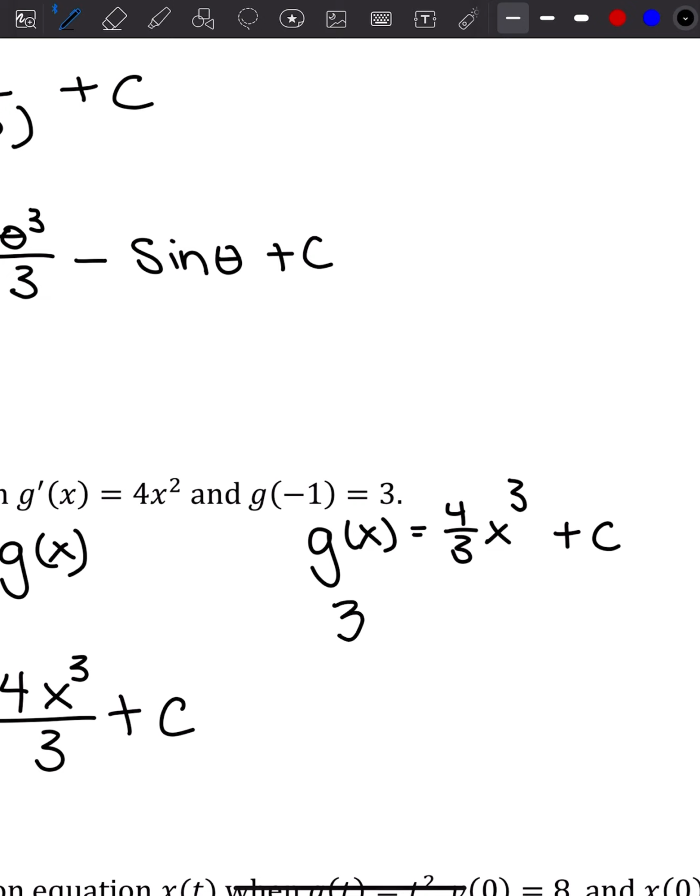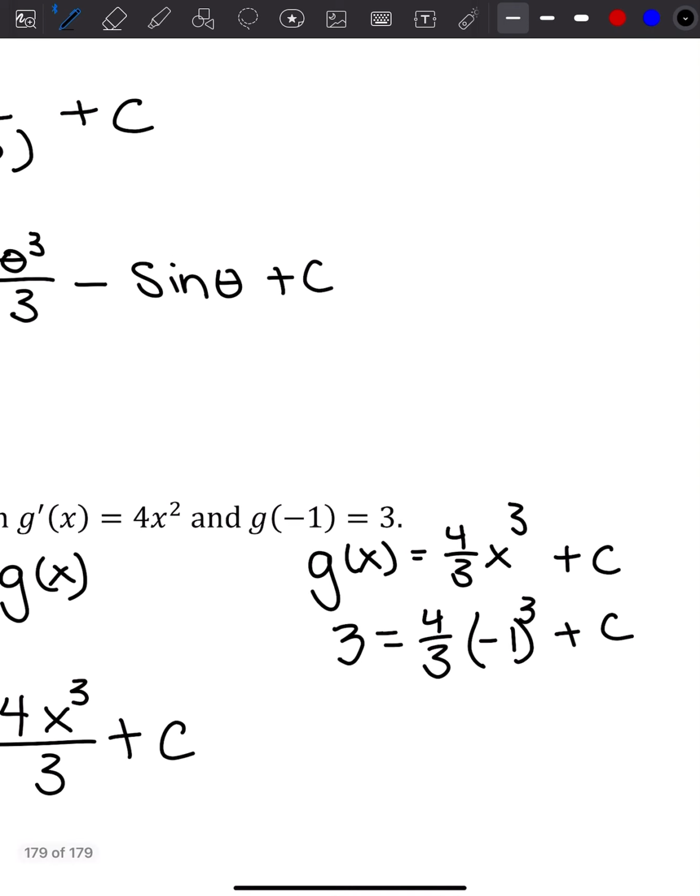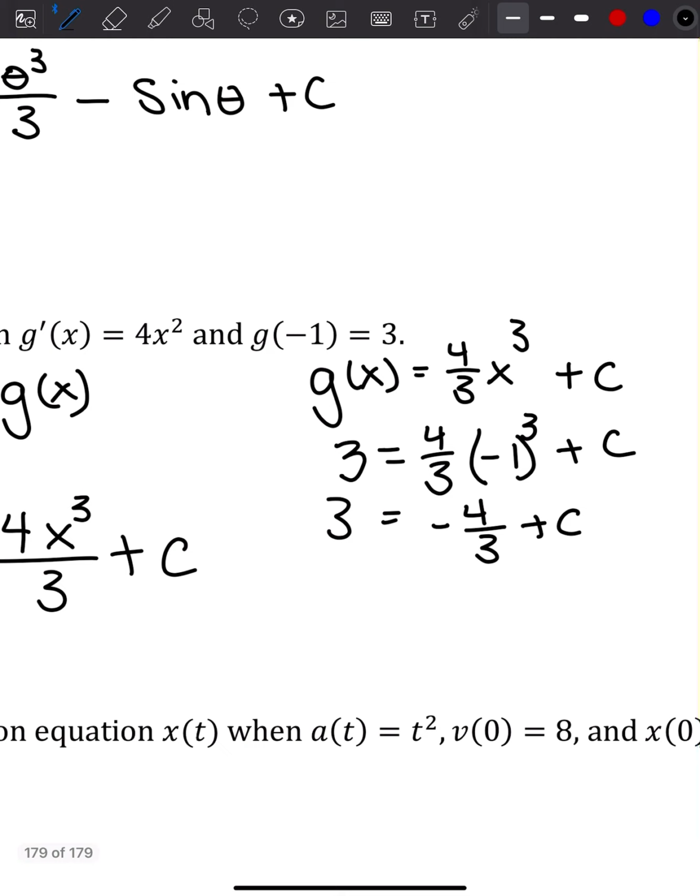So instead of g of x, we have 3, 4 thirds times negative 1 to the third power plus c. And then we're going to try to get c by itself. So negative 1 to the third power is negative 1. Negative 1 times 4 thirds is negative 4 thirds. Negative 4 thirds is what's being added to c, so we're going to move it to the other side. We're going to use addition to help us out with that. And then we're also going to change what 3 looks like.